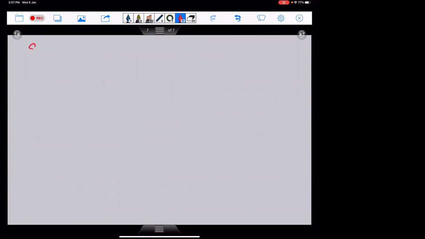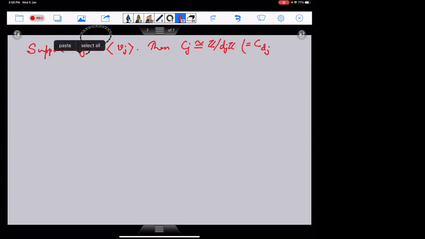Suppose Cj is the group generated by Vj. Then Cj is isomorphic to Z upon dj Z. I mean, this Cj is actually C of dj. Here the notation is C of dj. And this is for j equal to 1 to k only. And Cj is isomorphic to Z for j equal to k plus 1 to m.